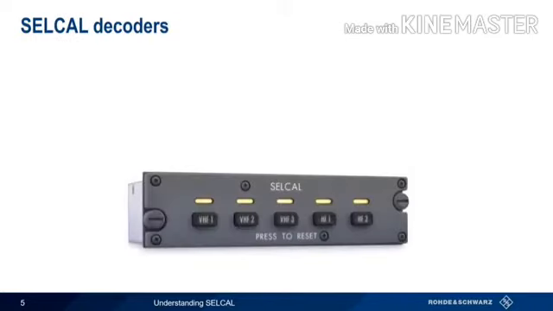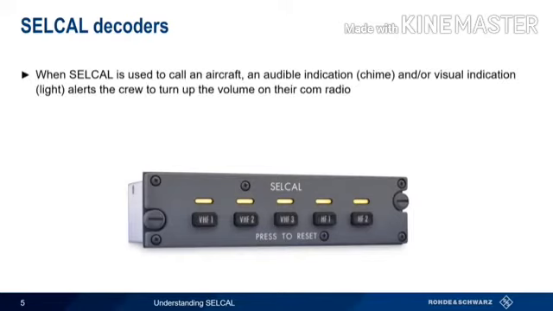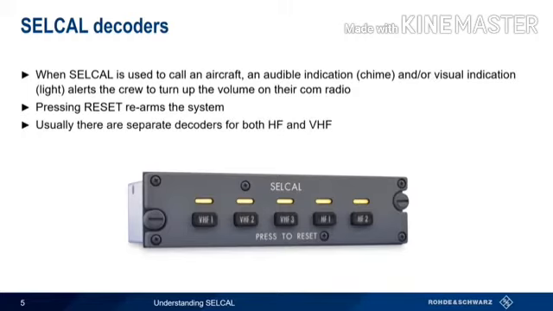Aboard an aircraft, a Selcal decoder is used to detect the presence of that aircraft's Selcal code. When the plane's code is detected, an alert is generated in the form of an audible indication, such as a chime, and/or a lighted visual indication. This alerts the crew to turn up the volume on their communications radio. Pressing reset stops or clears the alerts and rearms the system. Note too that there are often multiple decoders in one Selcal unit for handling multiple frequencies at both VHF and at HF.